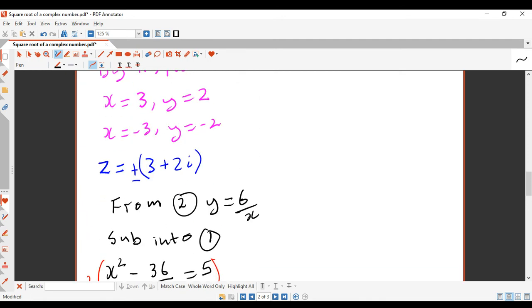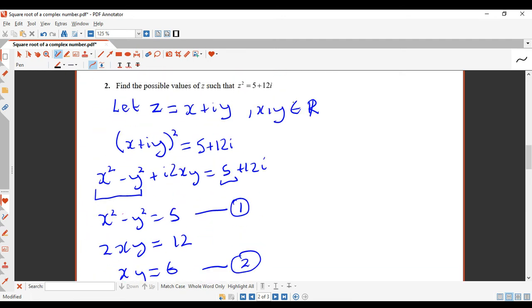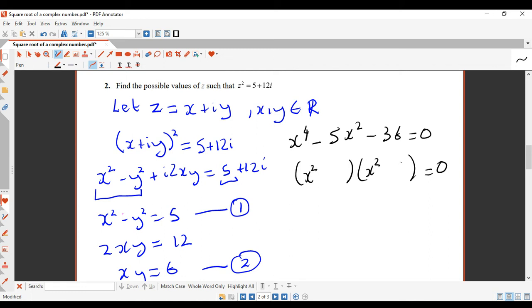So you've got to factorize that. So let's do that. So come up here now. X to the 4 minus 5x squared minus 36 equals 0. So from that, we've got to factorize this like a quadratic. So x squared there, x squared there. I want to have a 9 here and a 4 there, and then minus there and then plus there.